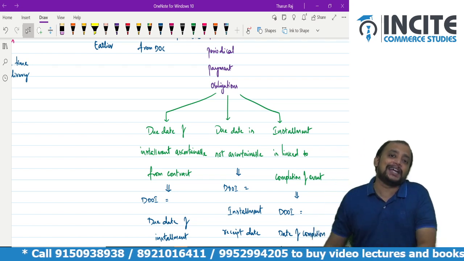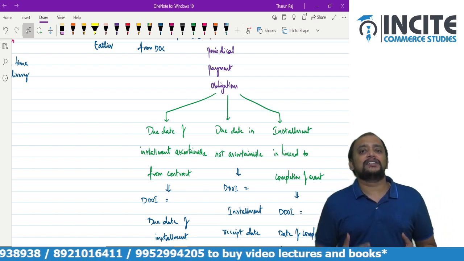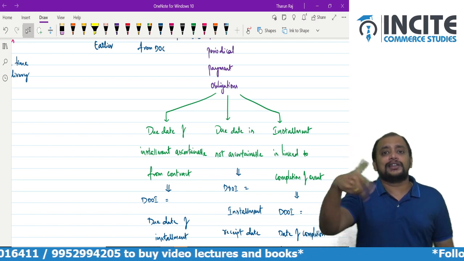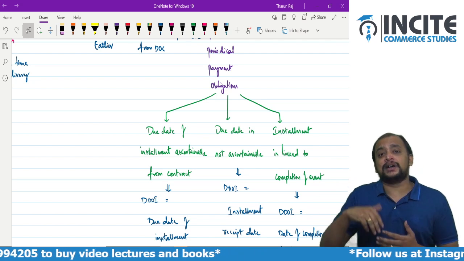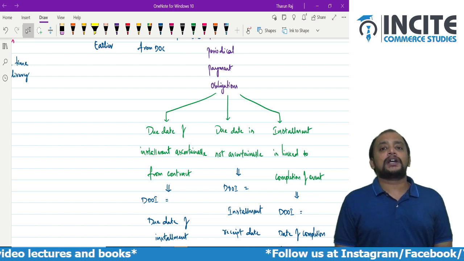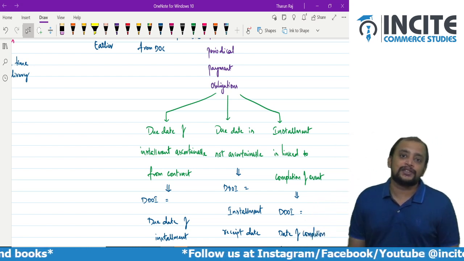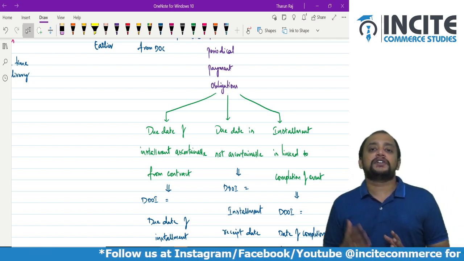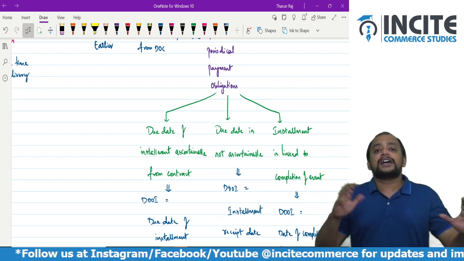So that particular date, whatever is there in the contract, will be taken as the due date of invoice. Then, suppose the date is not there in the contract, but the installment is linked to completion of an event. For example, upon completion of the first floor, you have to pay this much. Upon plastering, you have to pay this much. Upon electrical fittings, you have to pay this much. They are telling completion of an event. Whenever that event gets completed, that will be taken as the due date of invoice. If nothing is there, then as and when the payments are received.